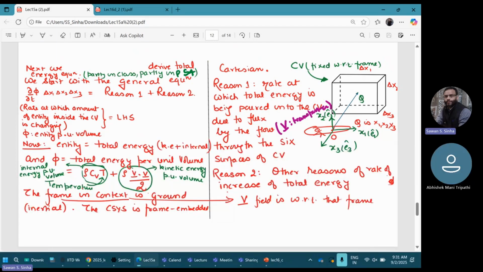So we start with the general equation of the form, the general RTT equation of the form this. This is the differential form of RTT, right? Differential form of RTT with phi as the general entity, entity per unit volume, referring to that small cuboidal control volume.